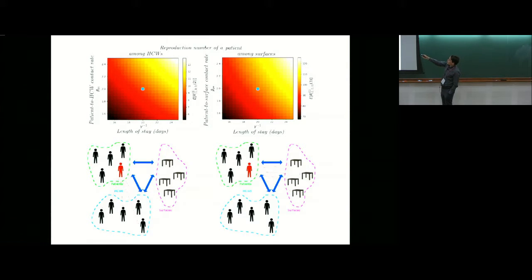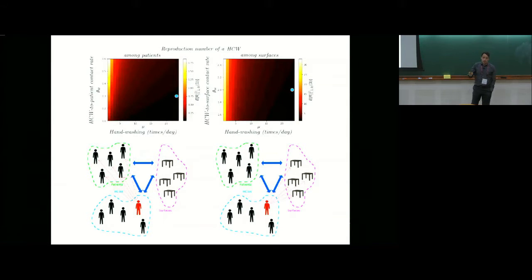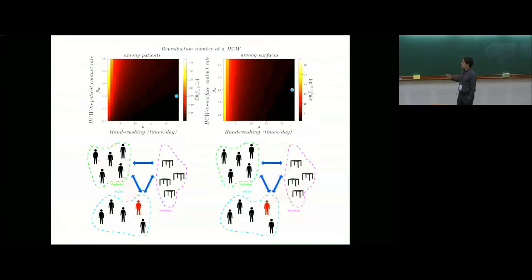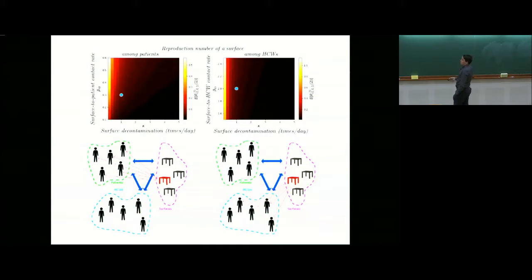You can also think about the reproduction number of a patient among surfaces. So a colonized patient, how many surfaces does it contaminate until the patient is removed. But you can start to think also about the reproduction number of a healthcare worker, the reproduction number of a surface, and so on. So a contaminated surface, how many patients does it colonize for these parameter values, or when I vary the parameter values, for example, when I vary the surface decontamination rate. Good, so this is just an example of the type of results that you can get.